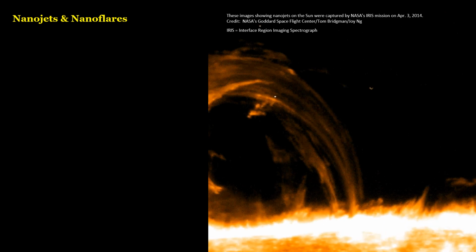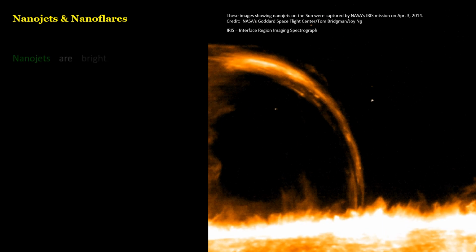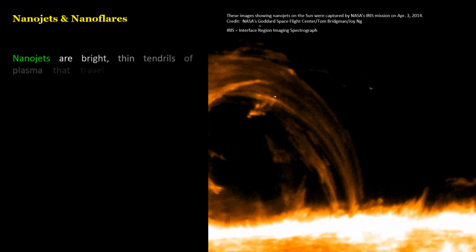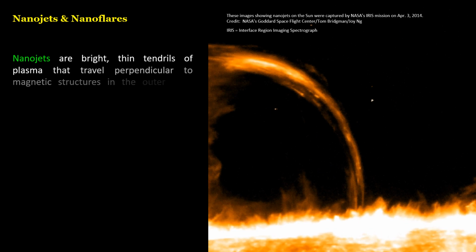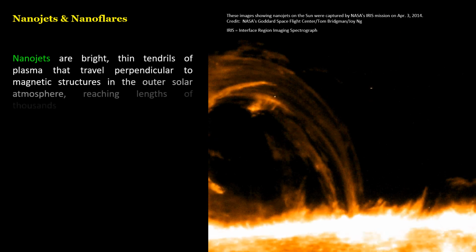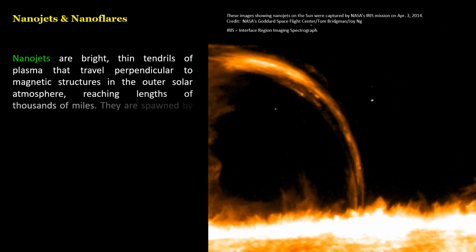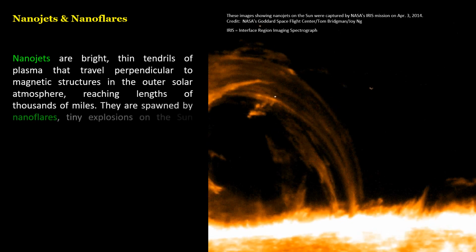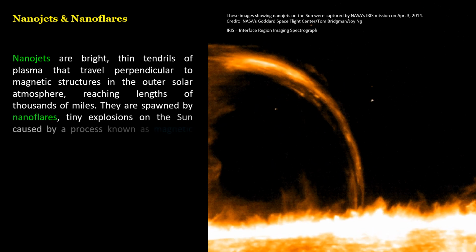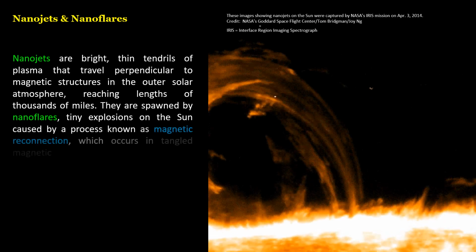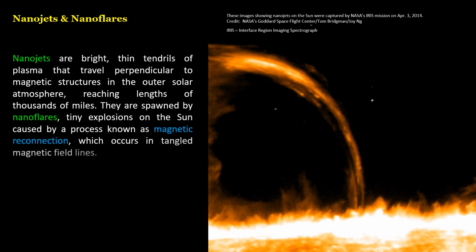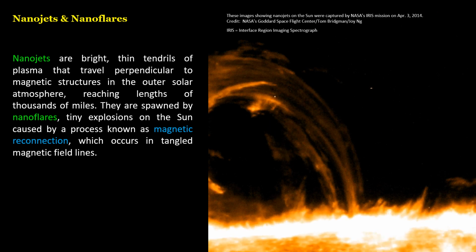Nanojets and Nanoflares. Nanojets are bright, thin tendrils of plasma that travel perpendicular to magnetic structures in the outer solar atmosphere, reaching lengths of thousands of miles. They are spawned by nanoflares, tiny explosions on the Sun caused by a process known as magnetic reconnection, which occurs in tangled magnetic field lines.